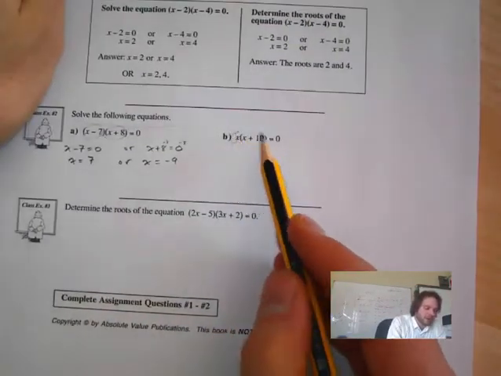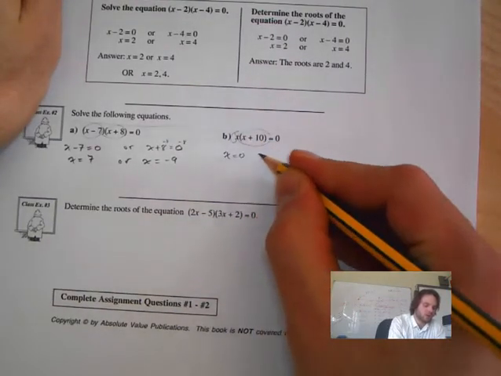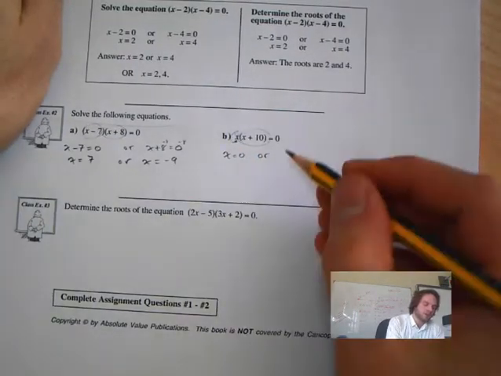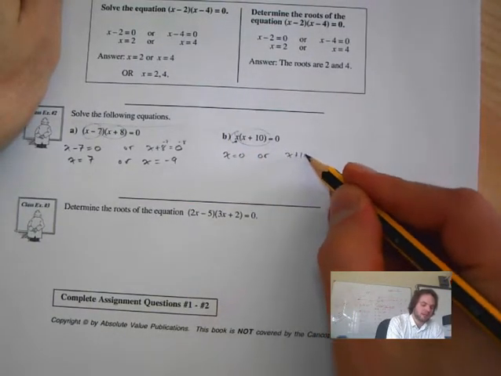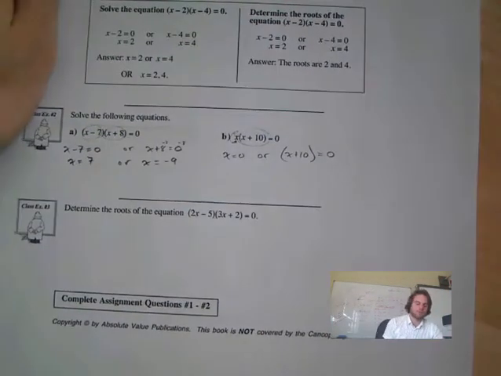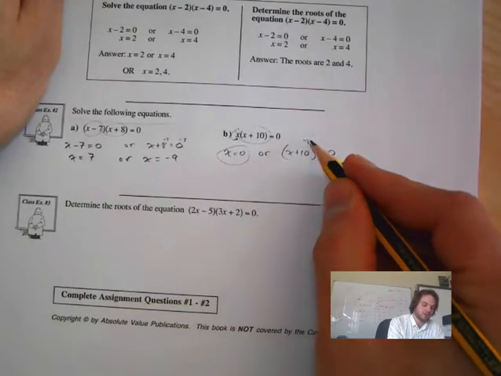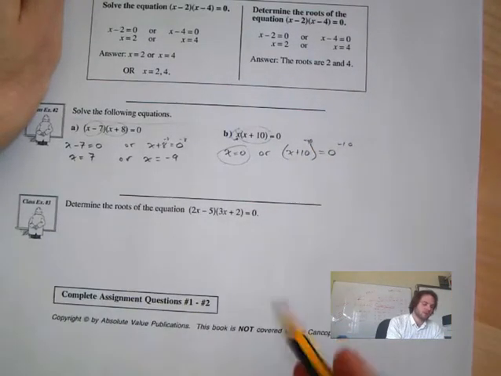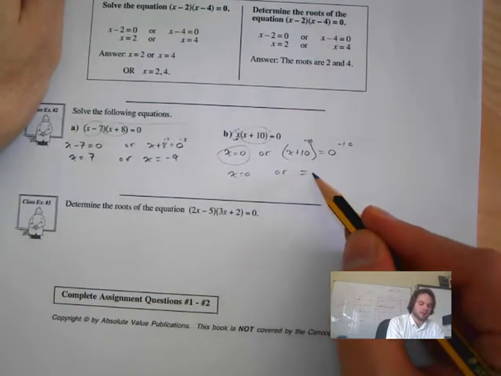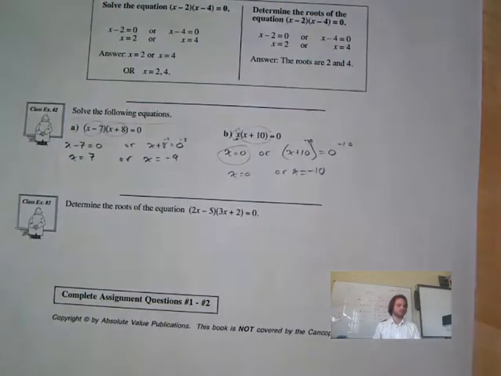My product is x multiplied by x plus 10. So I know x could be equal to 0. Don't let that fool you, some students always forget about that little guy. Or x plus 10 could be equal to 0. So those are my two things. This one's done. For this one here, I have to subtract 10 from both sides. So I'm going to end up getting x is equal to 0, or x is equal to negative 10. So those are my two answers.